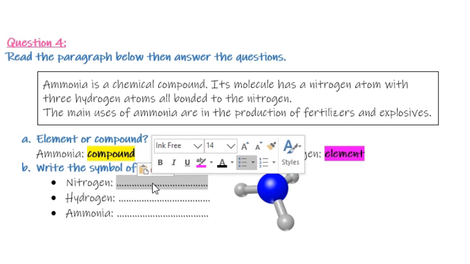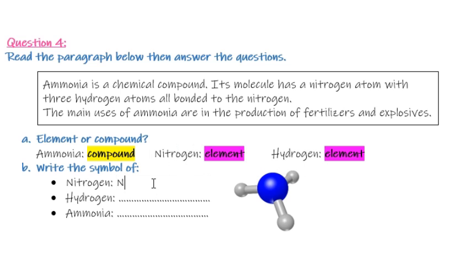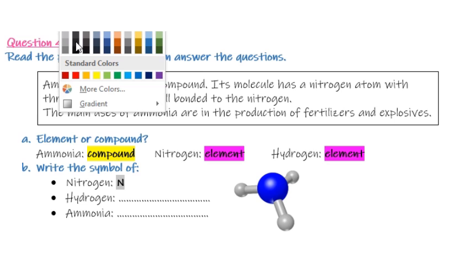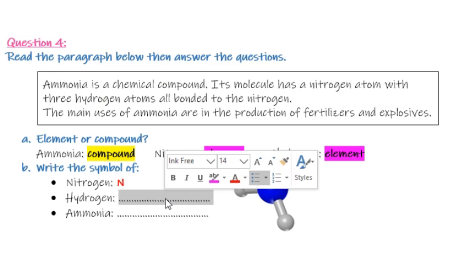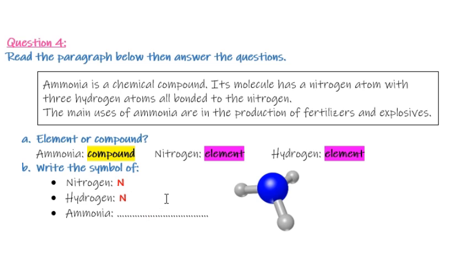Let's write the symbol up. Nitrogen. What do you think? The symbol of nitrogen is N. Good job. The symbol of nitrogen is N. Symbol of hydrogen is not N, it's H. Good job. What's the symbol of ammonia? Ammonia has one nitrogen atom with three hydrogen atoms.